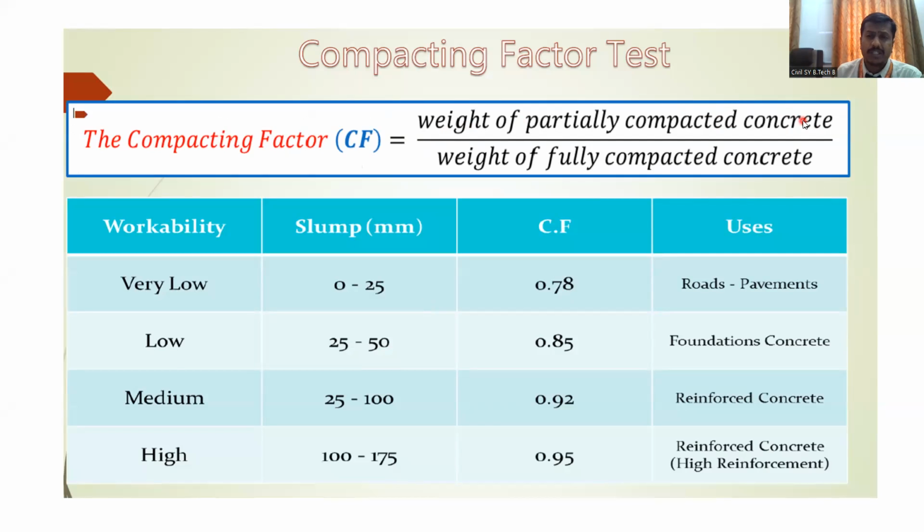W2 is nothing but the weight of fully compacted concrete. If you take the ratio of the weights, you will get the compaction factor. Now the table is there for you. Concrete with very low workability, 0 to 25 mm slump, the compaction factor will be around 0.75 to 0.78, where we are going to use such concrete in your roads and the pavements.